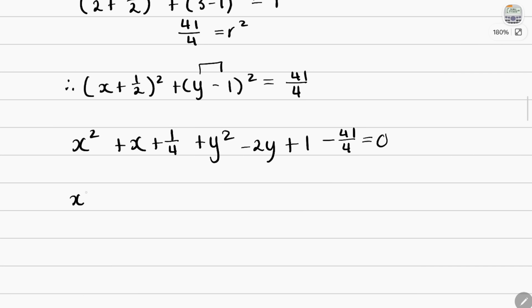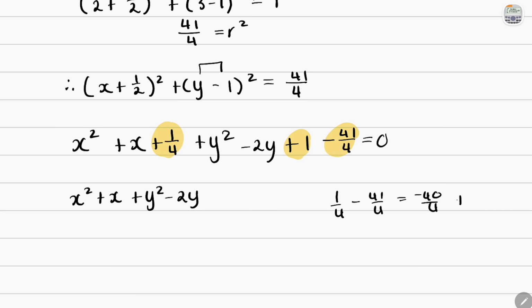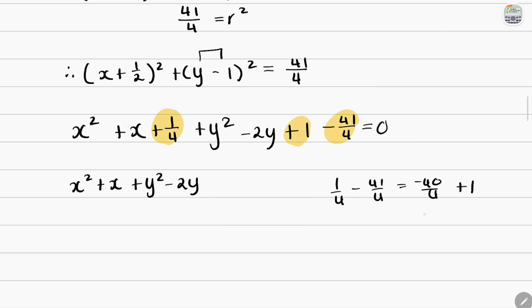And finally, x squared plus x, and then plus y squared minus 2y. And then I'll take this 1 over 4 plus 1, and then of course minus that. I'll just quickly find out what that gives us. Well, really 1 over 4 minus 41 over 4 is negative 40 over 4. Then you're just saying plus 1. So 40 divided by 4 is already 10. So this is negative 10 plus 1, which is negative 9. Okay, so we have just minus 9 is equal to 0.